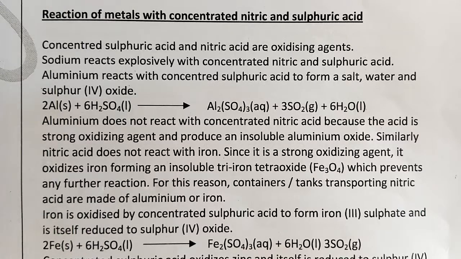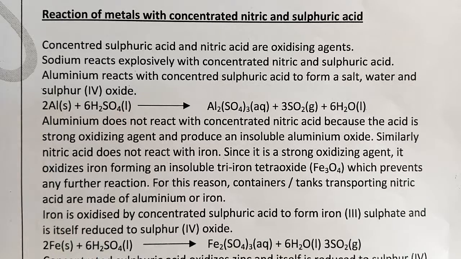However, aluminium does not react with concentrated nitric 5 acid because the acid is a strong oxidizing agent and produces an insoluble aluminium oxide layer, which prevents further reaction. And similarly, concentrated nitric acid does not react with iron for the same reason. It is a strong oxidizing agent. It oxidizes iron, forming an insoluble triiron tetraoxide, which prevents any further reaction.